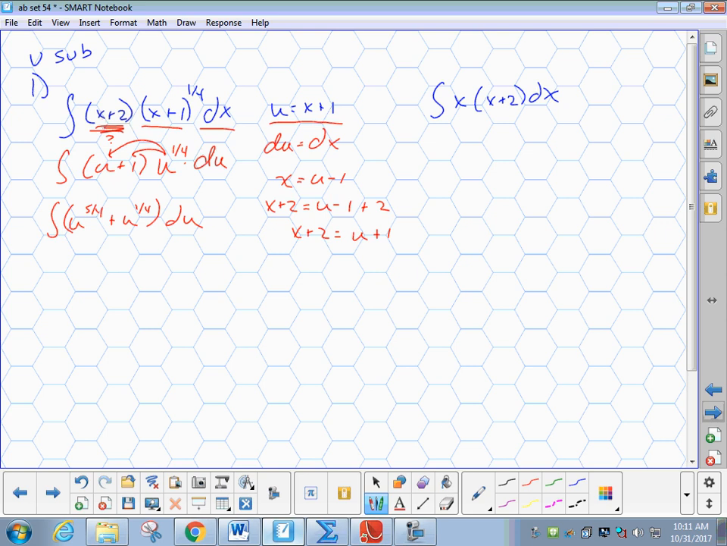Now you can integrate term by term, no problem. So if you raise the exponent by 1, it becomes 9/4. Divide by the new exponent, so 4/9. 5/4 divided by the new exponent is 4/5.